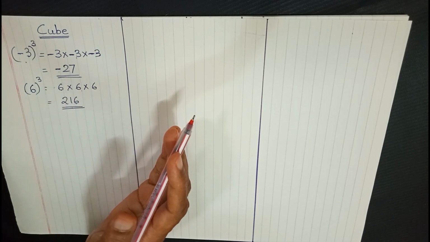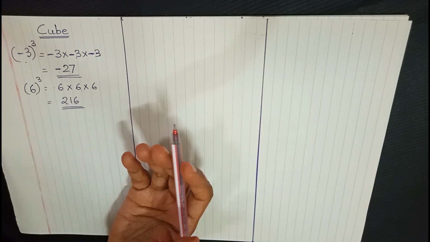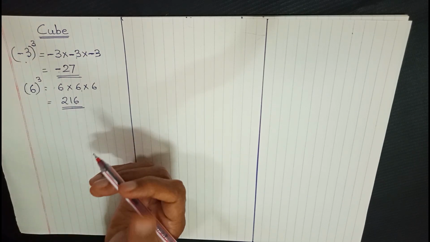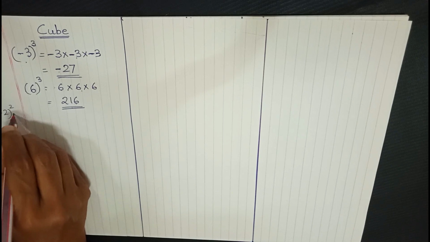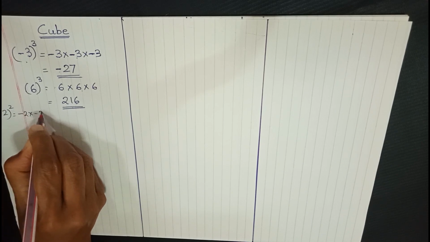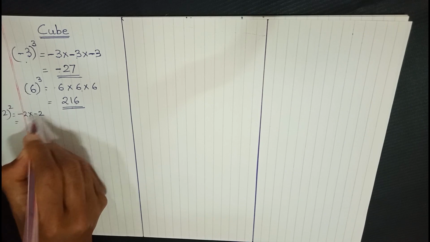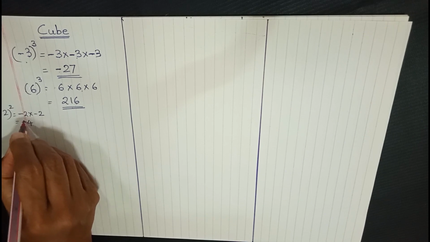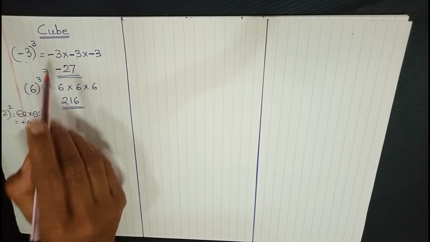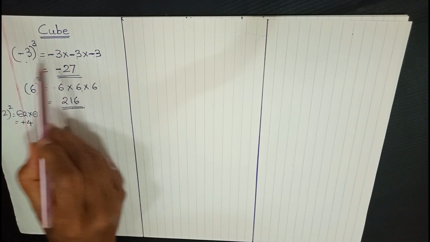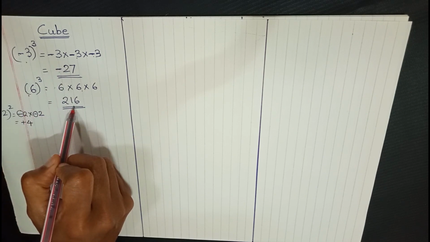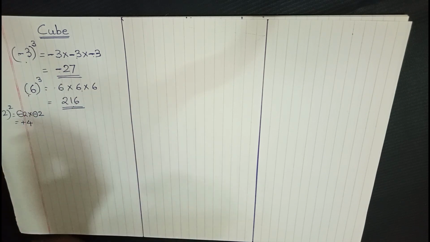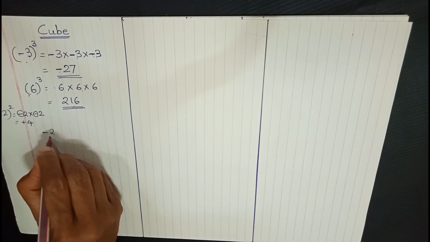You must be remembering in squares and square roots, when we were finding a square of a negative number, it used to become positive. For example, minus 2 square is only minus 2 into minus 2, 2 times, right? 2 twos are 4 and minus into minus becomes plus. Why? Because it was only 2 times. But here we are having 3 times. So a cube of a negative number will be a negative number, of a positive number will be a positive number.